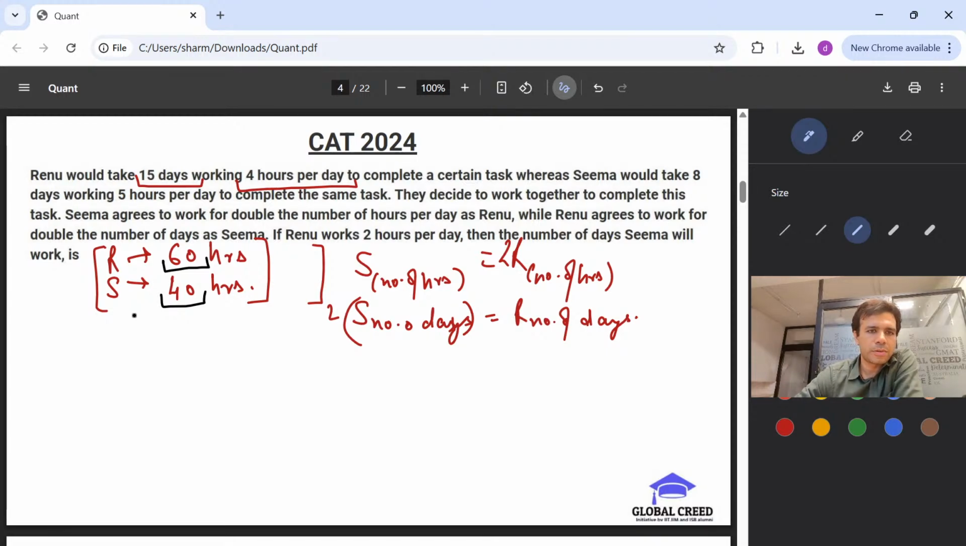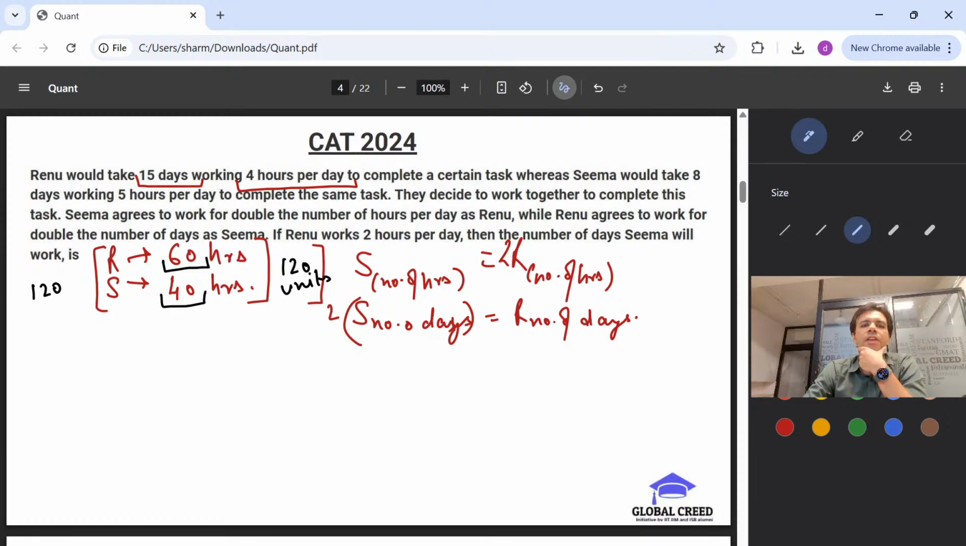And if you calculate the LCM of the two, we will get 120 units. तो हमें overall, let's say, 120 units work complete करना है. अब हो क्या रहा है, Seema number of hours twice कर रही है number of hours of Renu से, and Renu के जो days हैं, that is double the number of days of Seema.